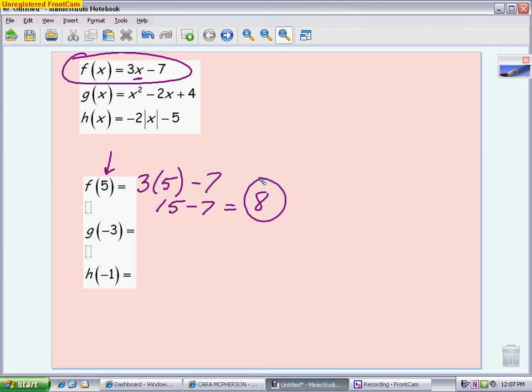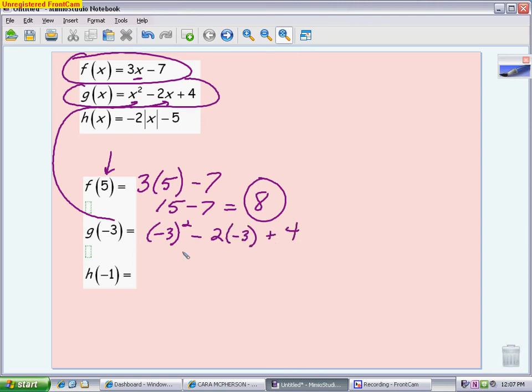The second one wants g of -3, so you're going to go to the g function, which is the second one down this time, and you're going to plug a -3 in everywhere you see x. You're going to have to put it there and there. You have two x values here. Be careful with parentheses, because you are going to be squaring a negative. If you try to do this in your calculator and you don't use parentheses, it won't square the negative part. So you have (-3) squared minus 2 times (-3) plus 4. (-3) squared is positive 9. -2 times -3 is positive 6. And then plus 4, add up, you get 19.